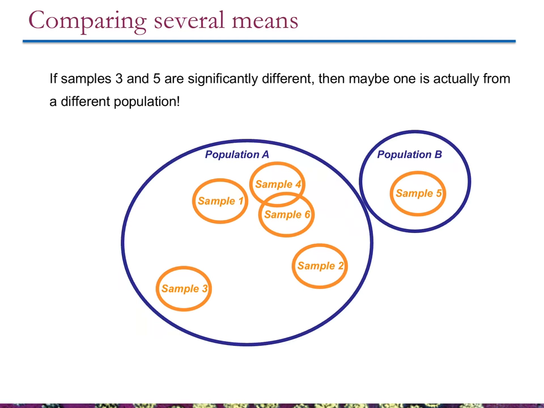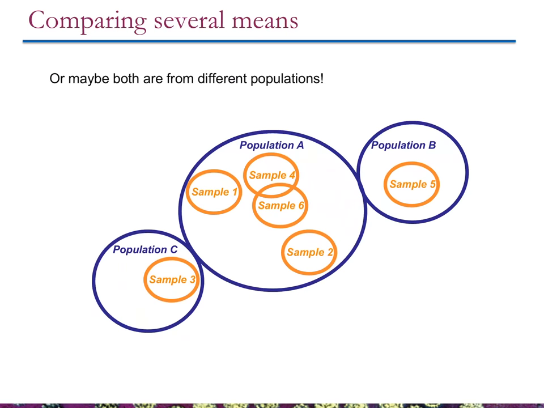All right, another possibility. Maybe this is the situation. Maybe sample 3 rather is from population C, sample 5 is from population B, all the other samples are from population A. We don't know what the case is here, but the analysis of variance is basically going to look at all these different sample averages and help us figure out if this is the case, if that's the case, or if that's the case. This is what analysis of variance does.